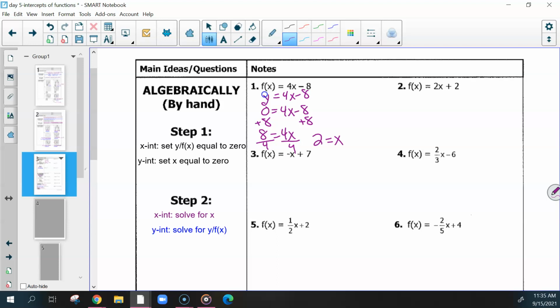After solving it for x, we would see that we get an x-intercept of 2. And I can put that as an ordered pair. For y, it's the same thing, but now we're switching it. Now we need to set x equal to 0.